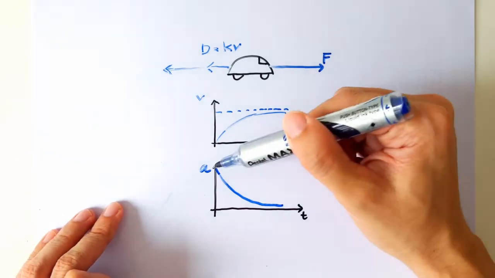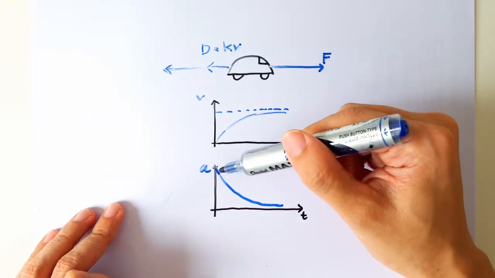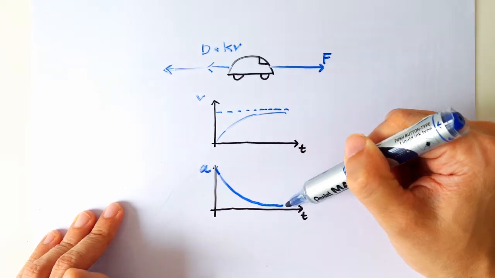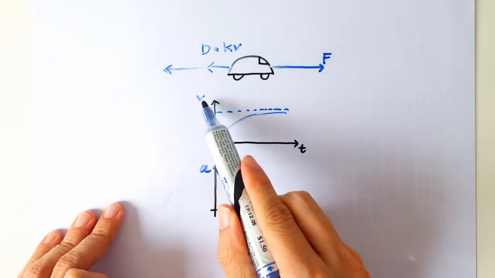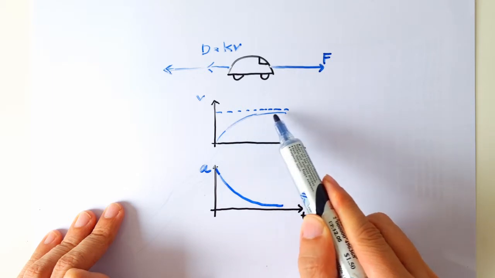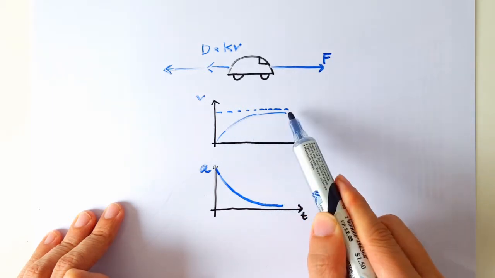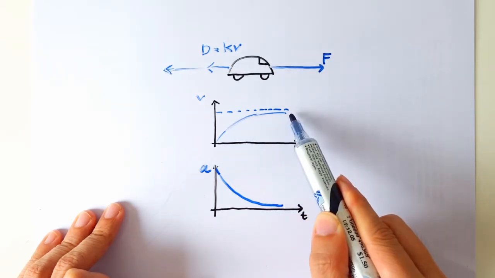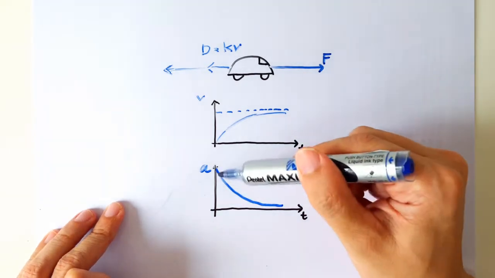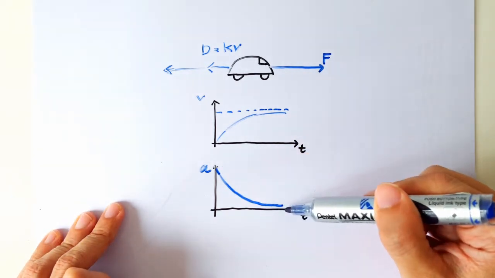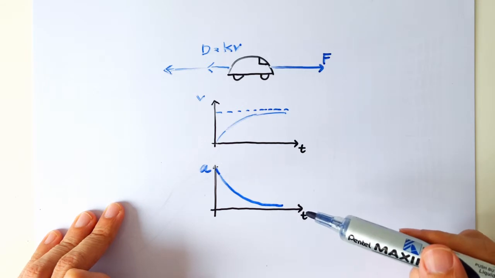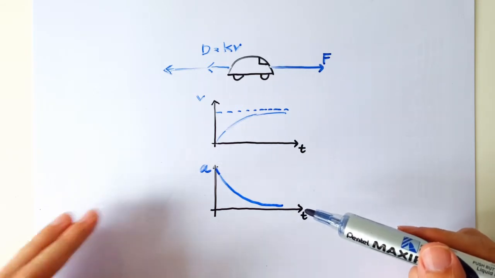Now, this acceleration is supposed to approach zero asymptotically, just like the velocity is going to approach the terminal velocity asymptotically. So it's not going to be a straight line graph that hits zero. Why is that so? Two ways to convince you.